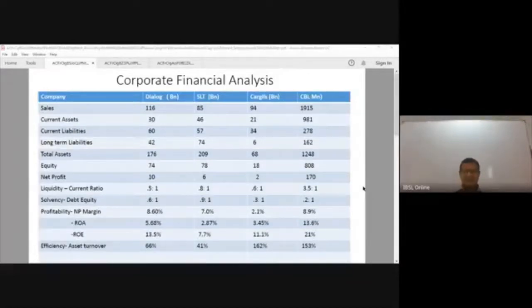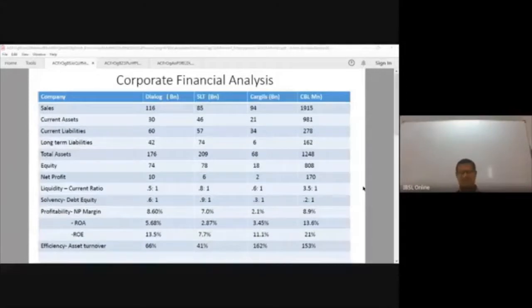Similarly, you can see another measure called ROE, return on equity. We looked at return on equity, you divide the net profit by total equity. So where Dialog is concerned, equity is 74, so 10 divided by 74 will give you 13.5. So Dialog shareholders will get a return on equity of 13.5%, which is higher than the fixed deposit rate.